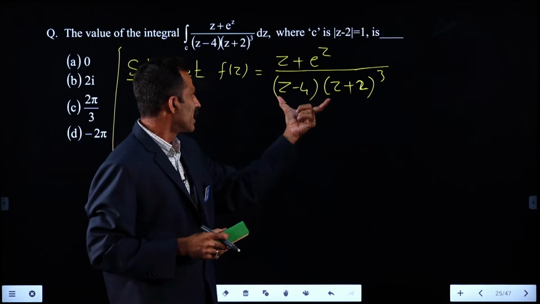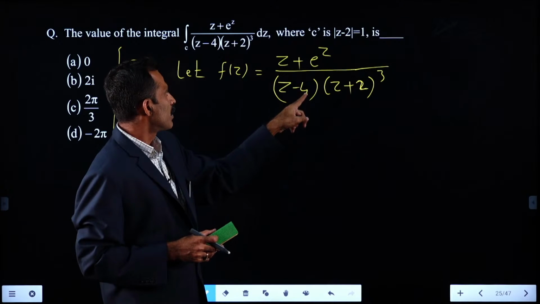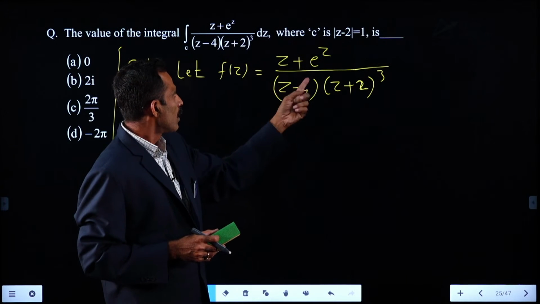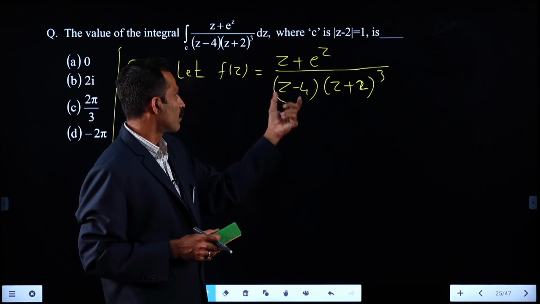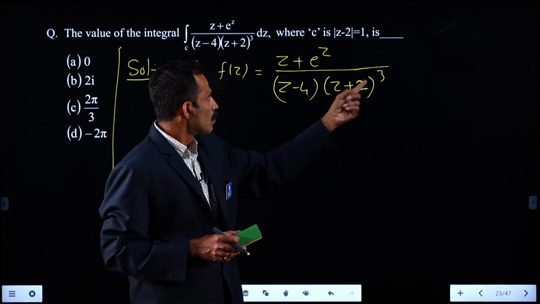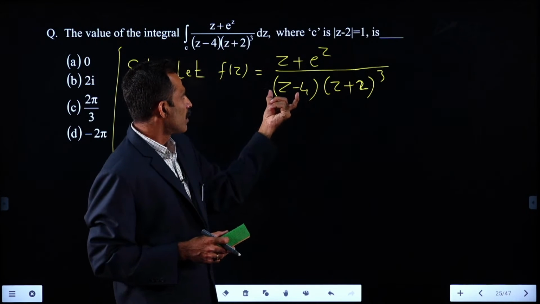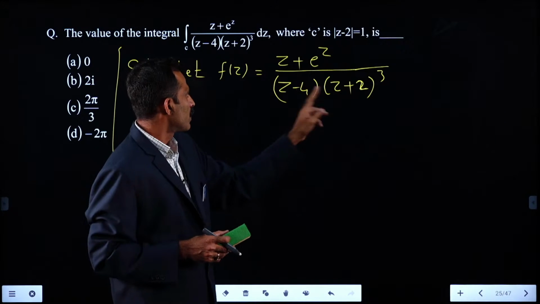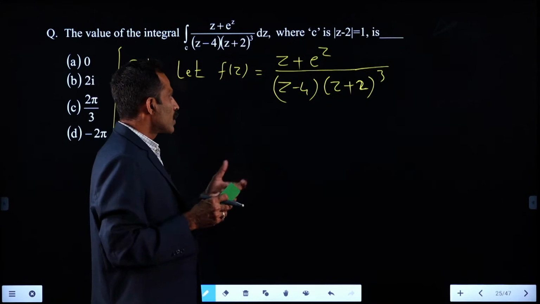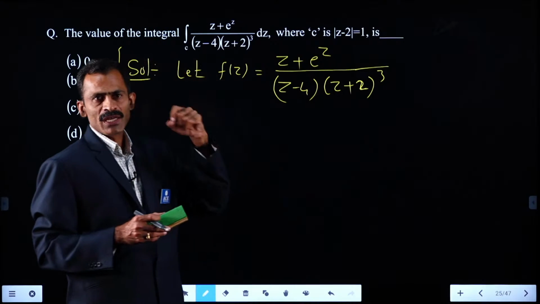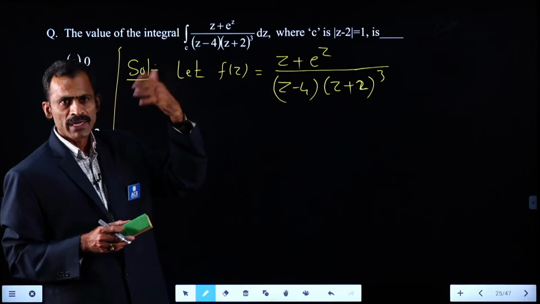Now let us consider the denominator part. It is a polynomial, because z minus 4 power 1 has a positive integer power. It is a first order polynomial. Z plus 2 power 3 is a cubic polynomial. The product of these two is also a polynomial, and that product will be fourth order. We know that every polynomial is analytic at every point. So the numerator function is analytic at every point, and the denominator function is also analytic at every point.